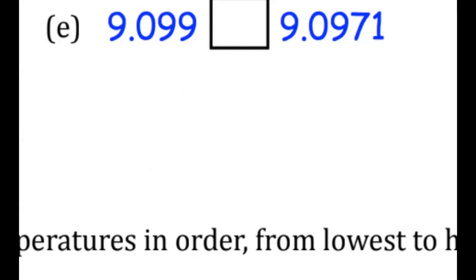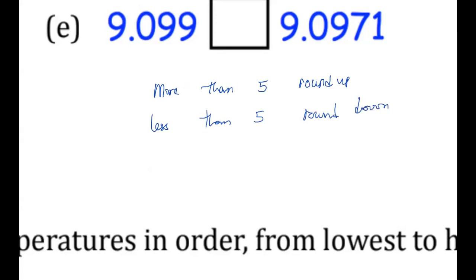If you are asked to round to the nearest decimal, if you want to round, if it's more than 5, you will round up. If it's less than 5, you will round down. That is it. So when you say it's round up, and you're now what? You will round down.